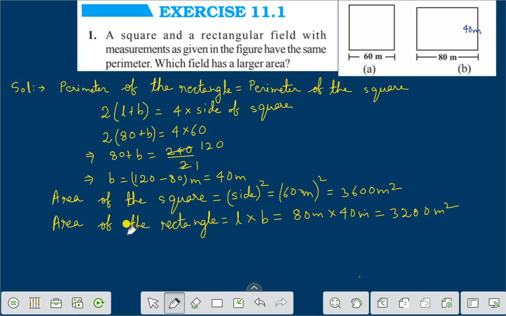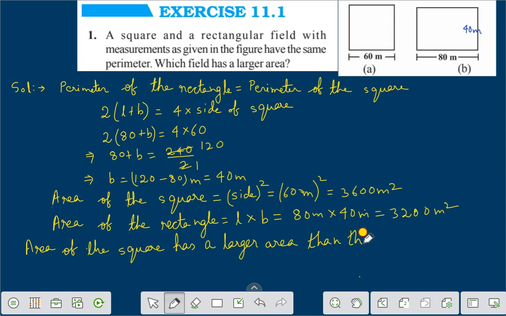We see that the square has a larger area than that of the rectangle. Therefore, we can say that the area of the square has a larger area than that of the rectangle.